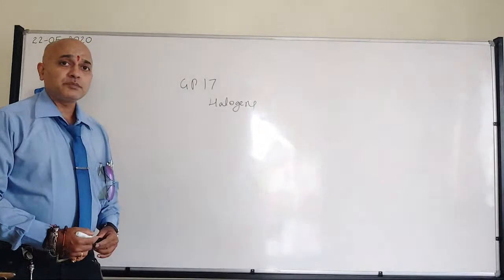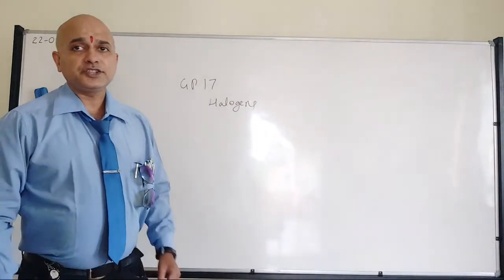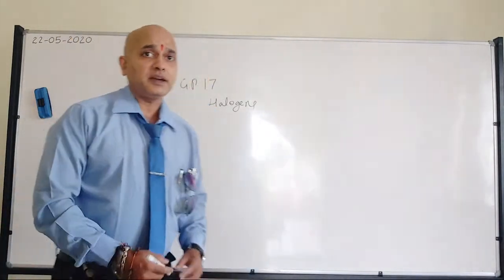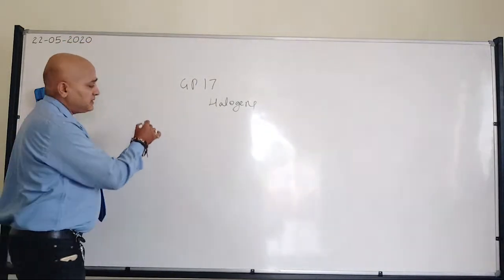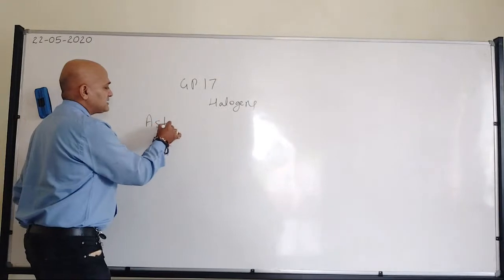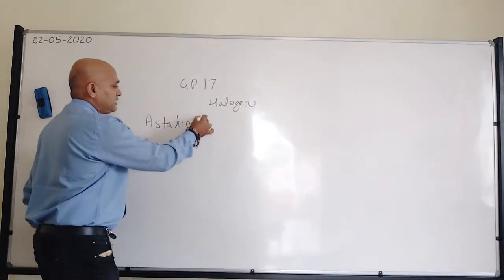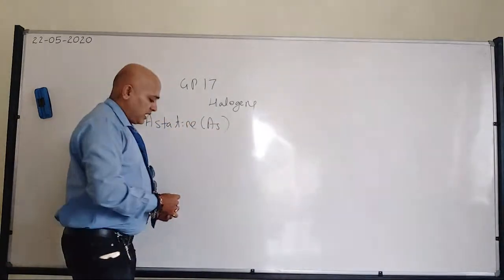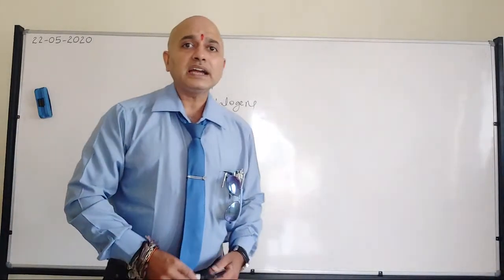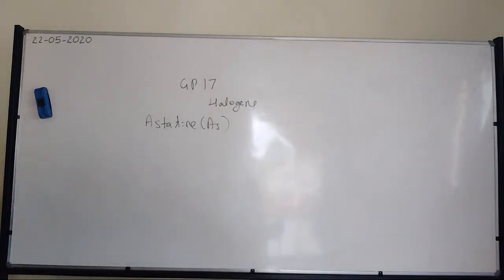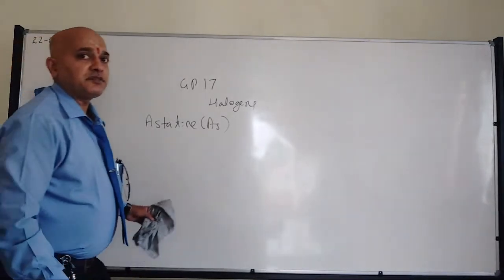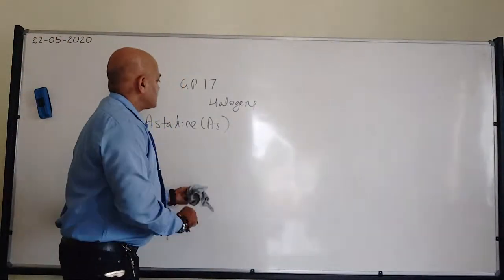Then we discussed electronic configuration along with their atomic numbers. Now when it comes to group 17, the radioactive element was astatine, right? So astatine was the one which was a radioactive element. Fine. So that's what we have discussed in the last class.